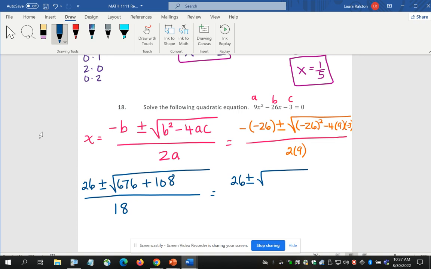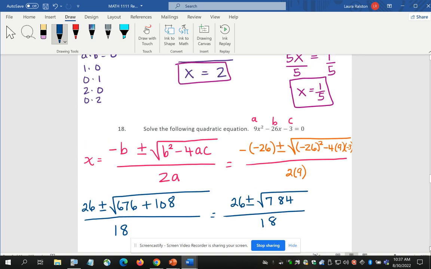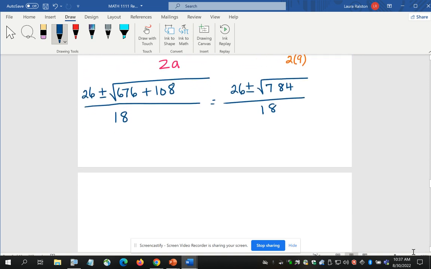So I have 26 plus or minus the square root. 676 plus 108 is 784 over 18. And then I need to try to simplify that radical if it will. Let's see. I'm not familiar with whether or not that's a perfect square, so let's check it out. Oh, it is a perfect square. So we have 26 plus or minus the square root of 784, which is actually the perfect square of 28, over 18.